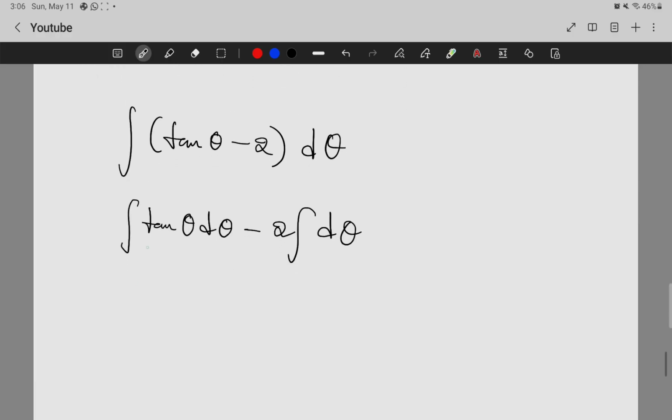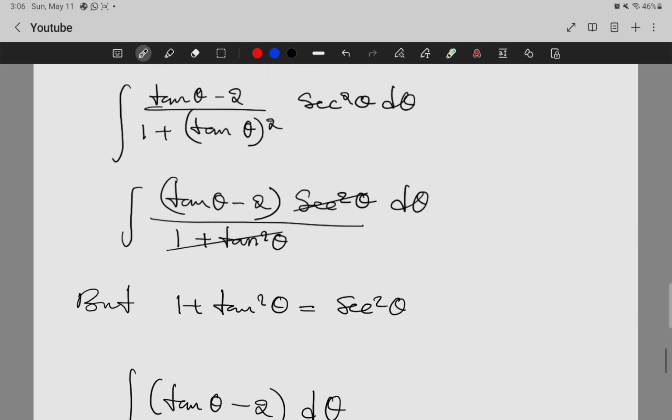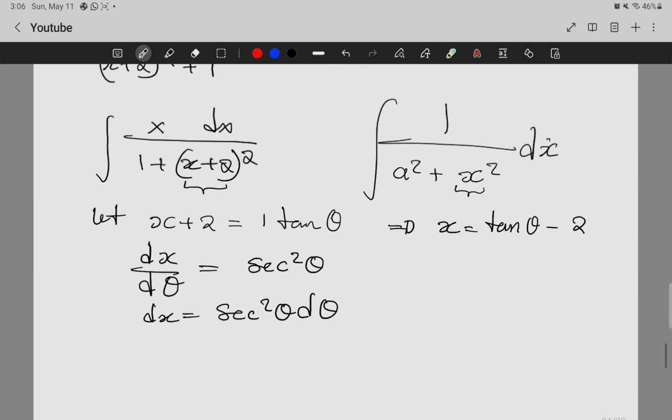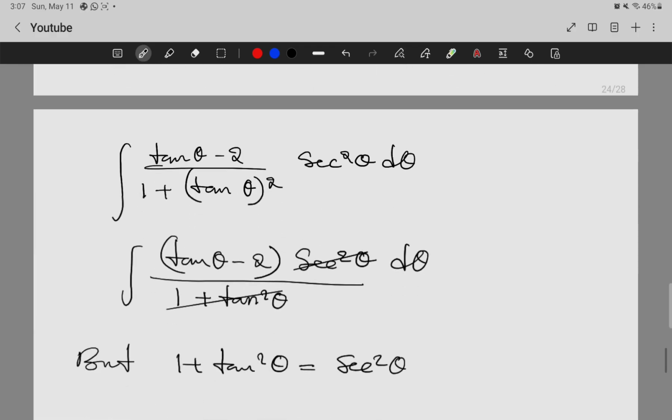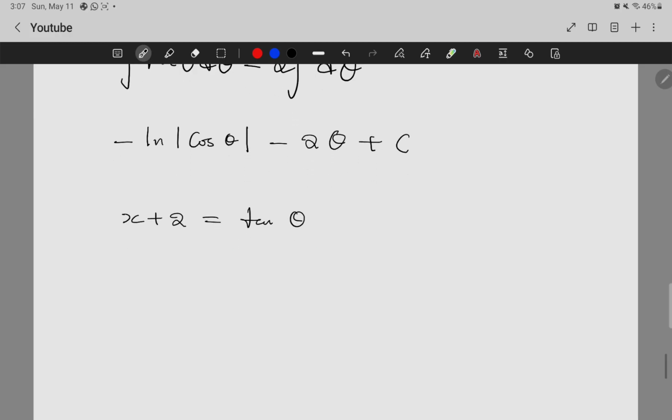So when we integrate now, the integral of tan theta will be negative ln of cos theta. Then the integral of d theta will just be theta plus c. So now that we're done integrating, we need to relate that theta to the original variable. So where did we define it? We defined it here, where we had x plus 2 is equals to tan theta. So from here, we want to know what theta is. We also want to know what cos theta is.